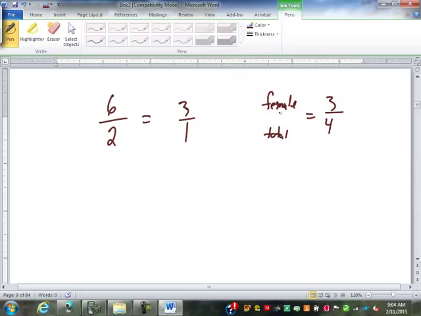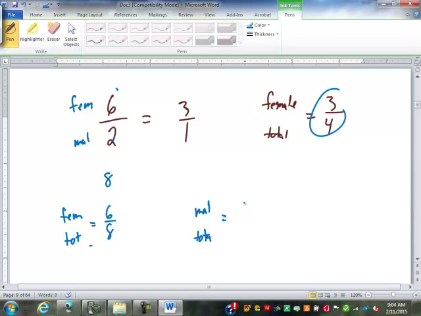What's that? You give up? Well, the way to think about it, if there's 6 females and 2 males, that means there's a total of 8 people in the room, right? So it's just different ways of looking at it. You could have female to male, 6 to 2, or you could have female to total, which is 6 to 8, which reduces to 3 to 4. Or you could have male to total, which is going to be 2 out of 8, or 1 to 4.